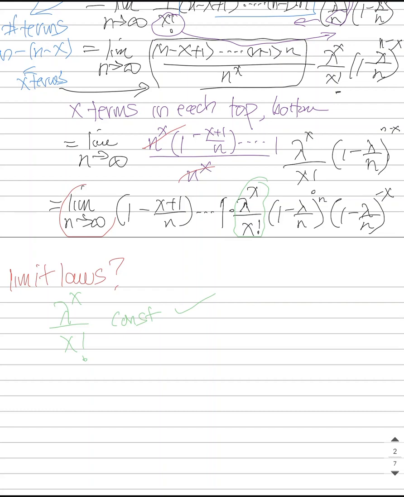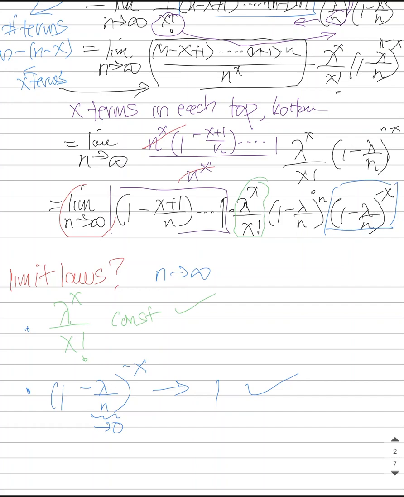Many of these other terms, for instance, this term, so when n goes to infinity, that's a constant. When n goes to infinity, 1 over lambda to the n to the power of negative x, this term wants to go to 0 because lambda is a constant, so this term wants to go to 1. That exists.